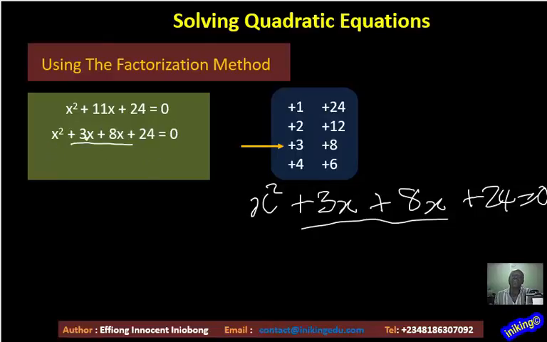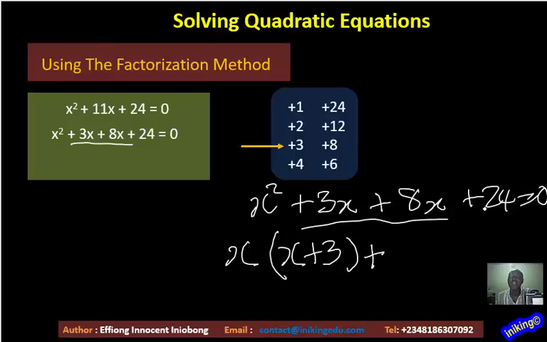Now this is the most important step. Now we can start factorizing. I look at plus x squared and then 3x. I say, what is common between the two of them? X is common. And I open my bracket. And I'll say x squared divided by x will give me x. Plus 3x divided by x gives me plus 3.